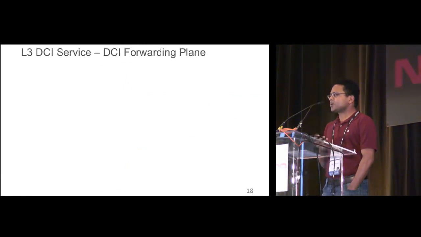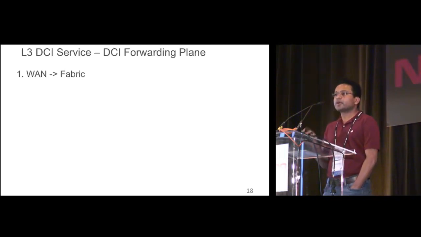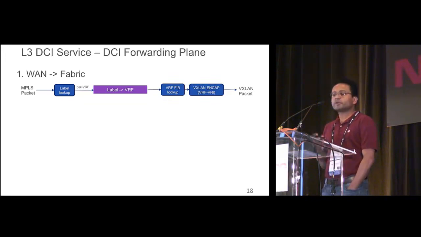Okay, we're just coming down to the forwarding plane. Let's look at traffic flowing from the WAN to the fabric. Here, in the forwarding plane, we are looking from a DCI perspective, how a DCI interprets a packet and forwards it. The DCI receives an MPLS packet. Assuming it's a per VRF label attached to that packet, it does a per VRF label lookup.